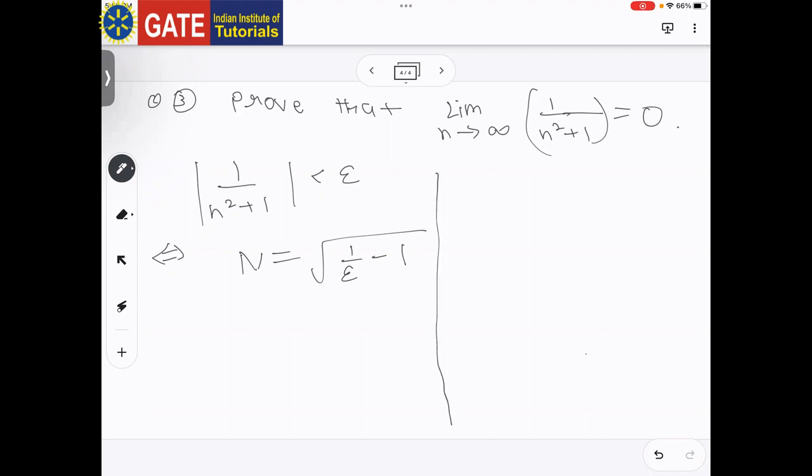I was thinking of something else also. Look, 1 by n square plus 1 is less than 1 by n square. And let's suppose this is less than epsilon. From here you will get n to be greater than 1 by root epsilon. So you can choose your capital N to be 1 by root epsilon. And this will be true for every epsilon also. Sir, in this, 1 minus epsilon is a very small number and this is approximately equal to 1. It's the same case. Yes, it's the same thing.